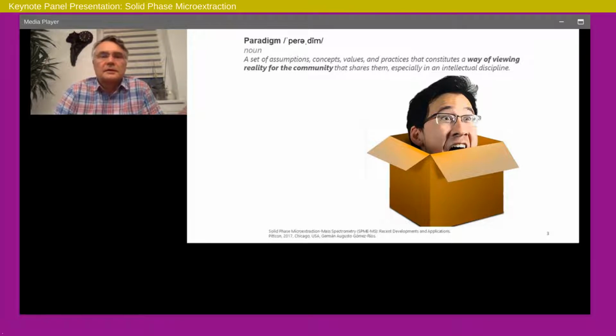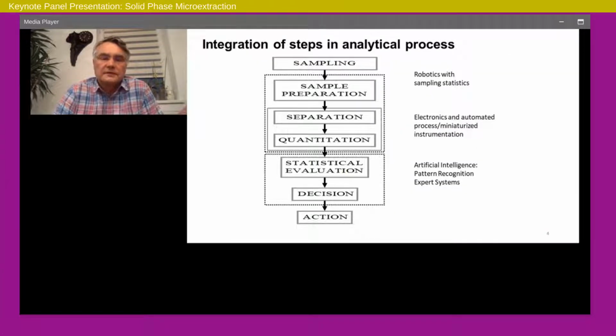So again, the idea is to look out of the box. What you do presently is not necessarily the most optimal. The science moves forward, and therefore you need to consider your options. So the technology I will focus on is in the area of sample preparation. As I understand, most of you are practitioners of analytical chemistry, so you understand that this is the process. The analytical process consists of several steps. So I will focus on the area of sample preparation.